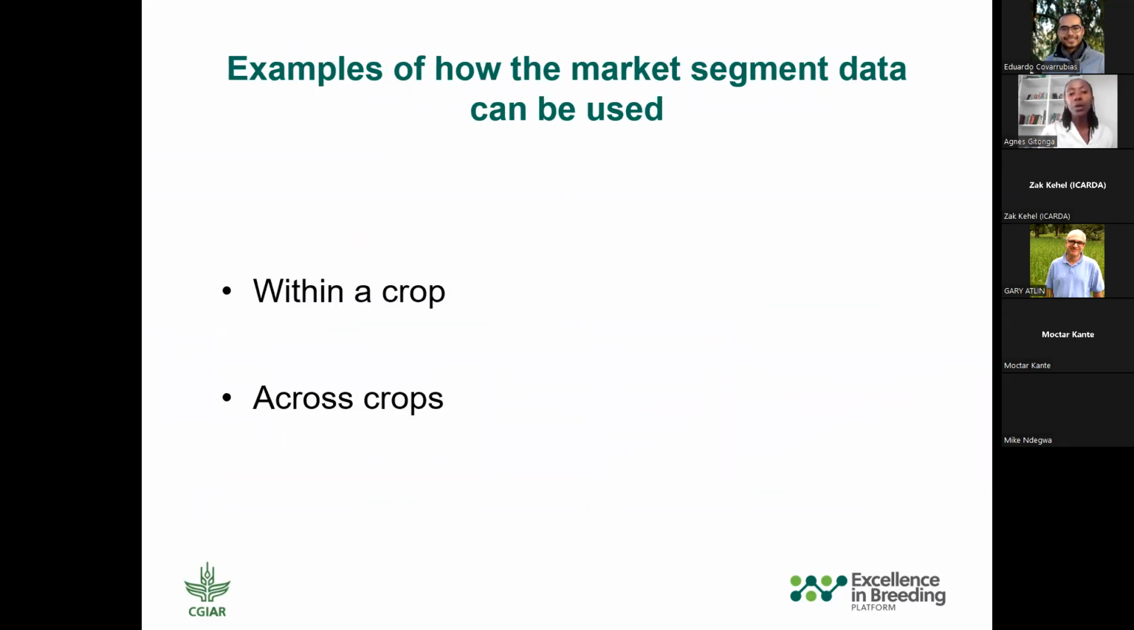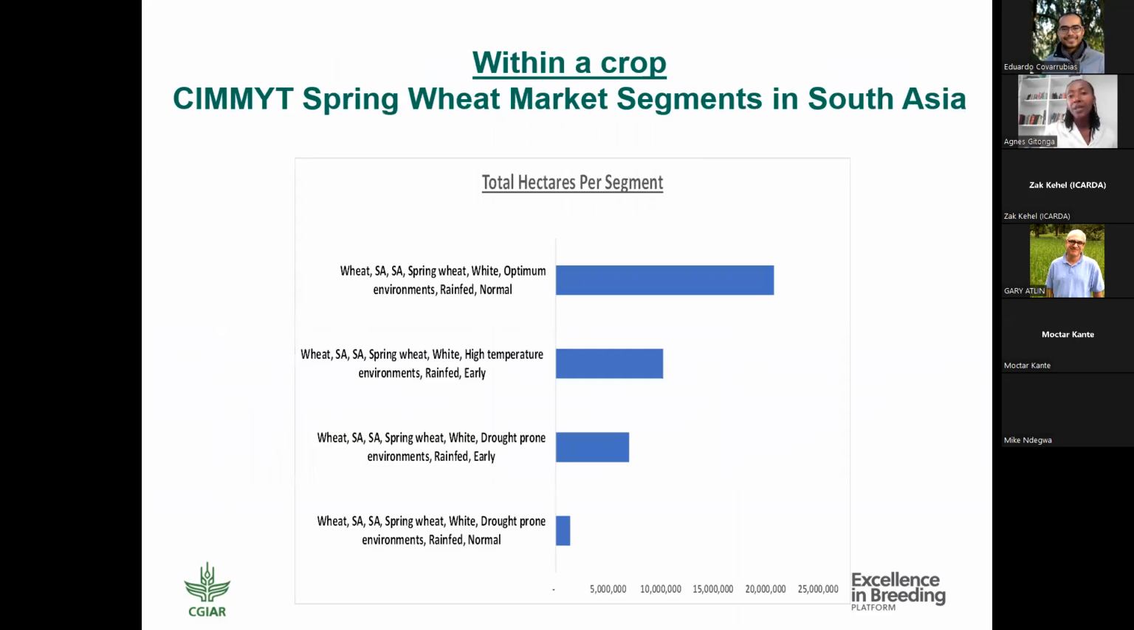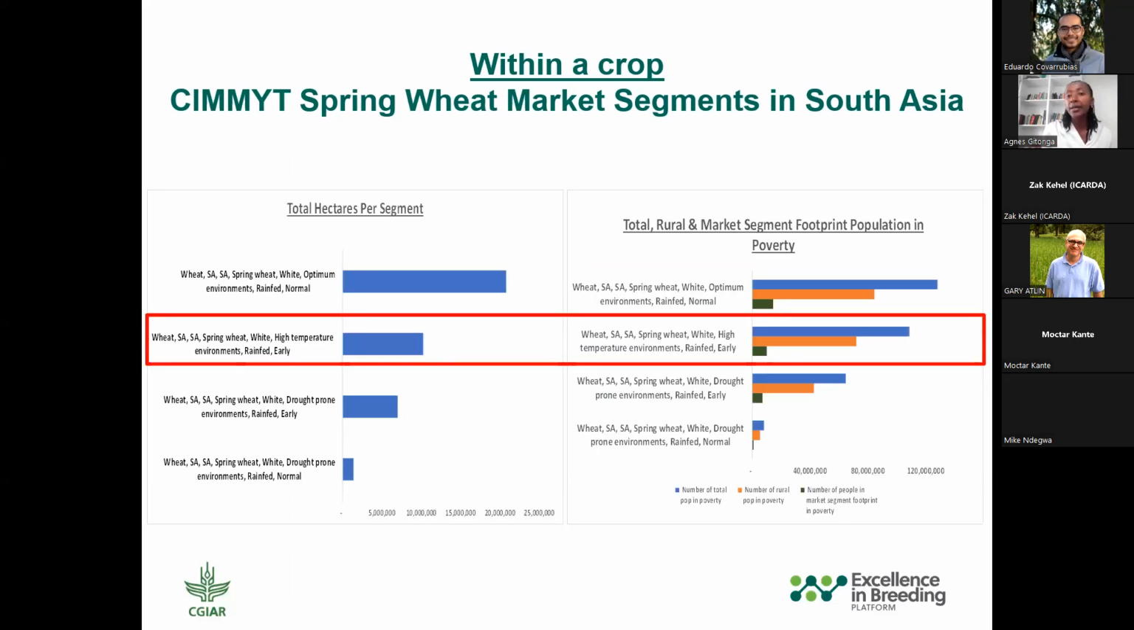We've also been able to look at data within a crop or across crops. Within a crop is basically what I have shown previously in the previous slides, where, for example, this is the CIMMYT wheat market segment, spring wheat market segment in South Asia. And you're able to see the acreages of the various market segments. You can also go ahead and look at the population metrics. In this particular case, we are looking at poverty, and you're able to see all the opportunities that lie there as far as the market segments are concerned.